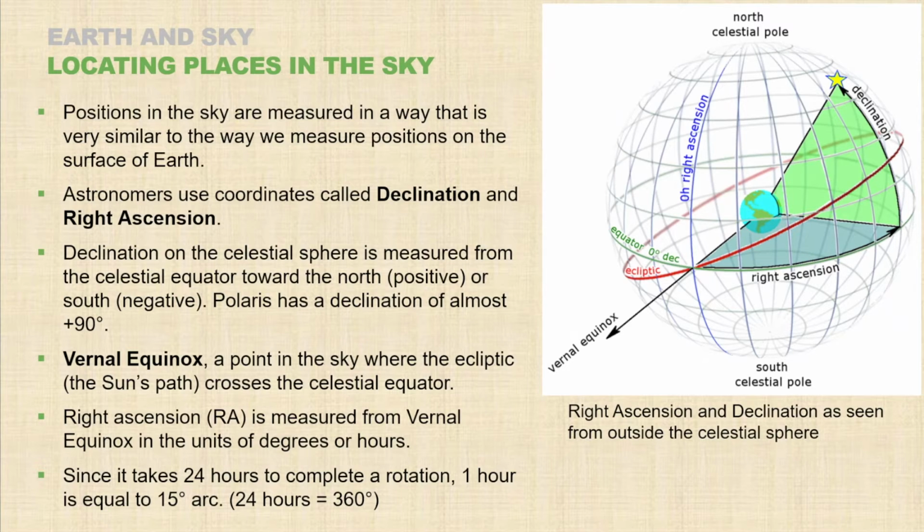So the right ascension can be measured in terms of degrees or hours, because it takes 24 hours for the Earth to rotate. It completes 360 degrees in one complete rotation. So 360 degrees divided by 24 hours is 15 degrees of arc every hour. So we can measure the right ascension in terms of degrees.